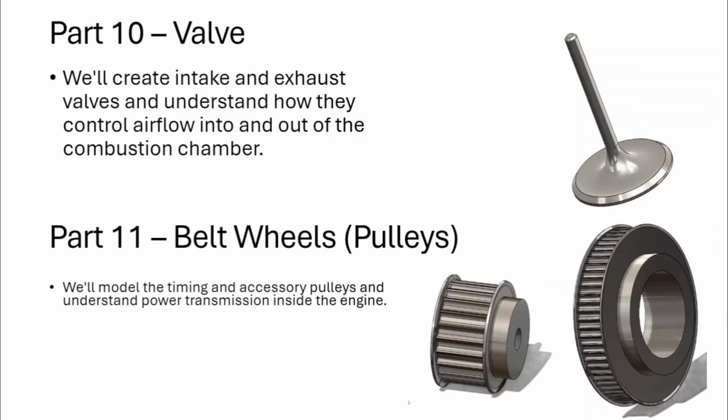Next one is the belt wheels or pulleys. We shall model the timing and associated pulleys and understand how power is transmitted inside the engine. This will help to time all the cylinders so that they rotate at different times, so that the engine vibration will be in control, and that gives us maximum efficiency. These pulleys can help.